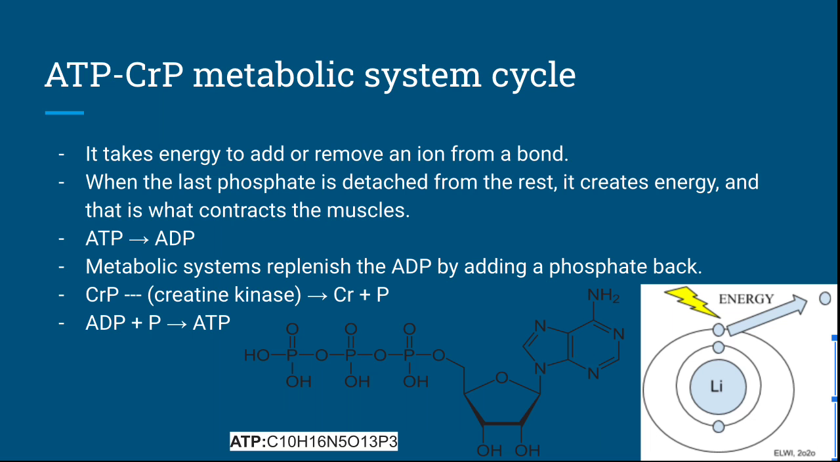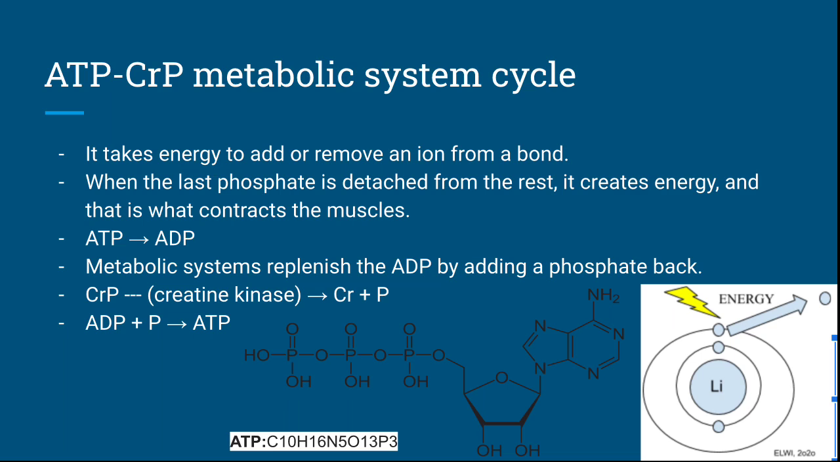Alright, next, ATP-CRP metabolic system. From a biochemical outlook, it takes energy to add or remove an electron from an element. The same thing happens with an ion and a bond. This also applies here to the ATP, adenosine triphosphate. When the last phosphate is detached from the rest, it creates energy, and that is what contracts the muscles. The ATP then becomes ADP, adenosine diphosphate, di for 2. The metabolic system then replenishes the ADP by adding a phosphate back.